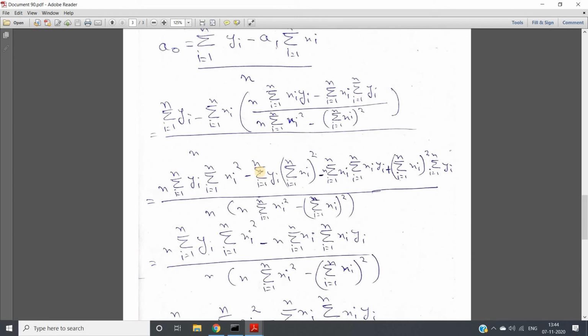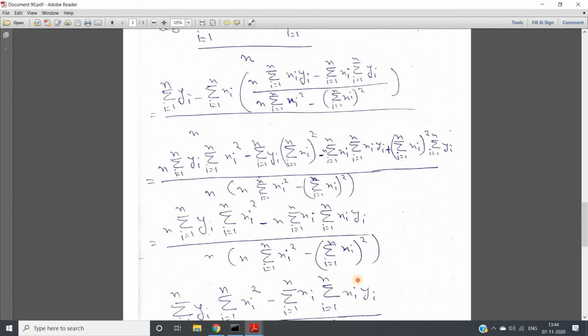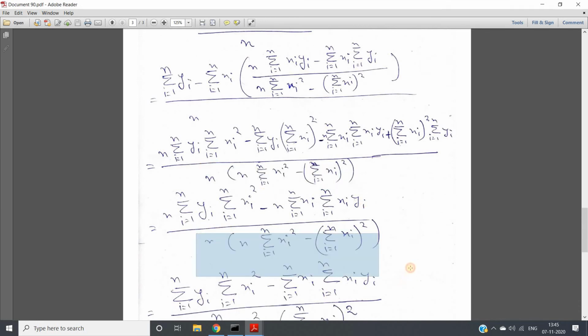Now you can easily understand that this particular term, the summation over i equal to 1 to n of yi multiplied by the summation over i equal to 1 to n of xi whole square, and this particular term, the summation of xi whole square multiplied by the summation of yi, can cancel each other because of minus and plus. Okay, and this term and this term will be remaining. That's what I have written here. See, n times the summation over i equal to 1 to n of yi multiplied by the summation over i equal to 1 to n of xi square, that is this one, minus this particular term: n times the summation of xi multiplied by the summation of xi yi, which I have written here, right?